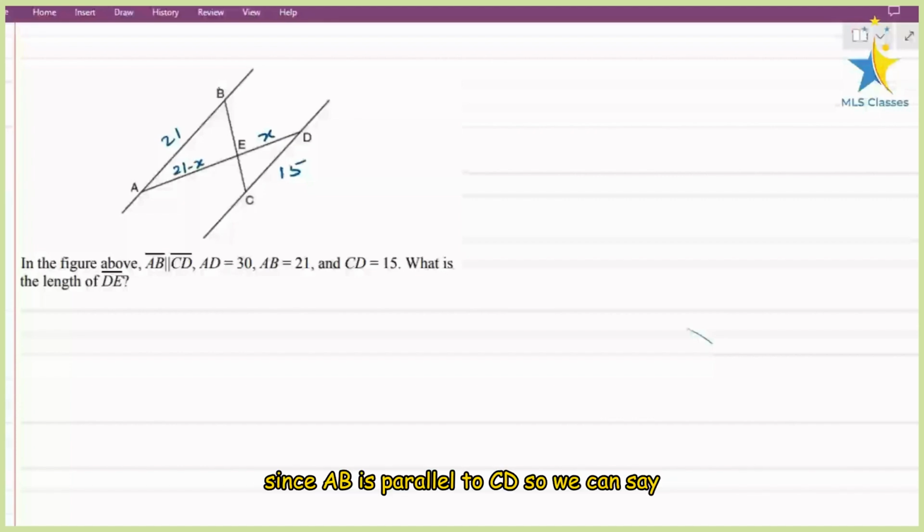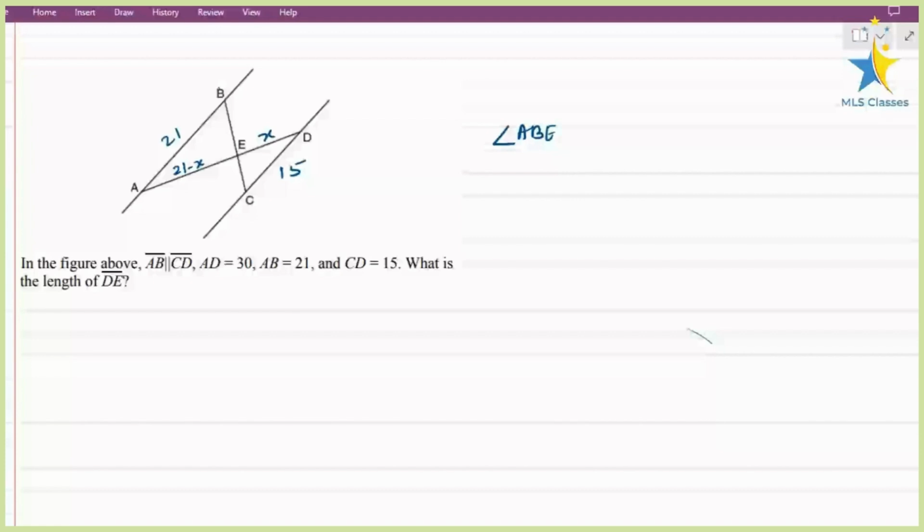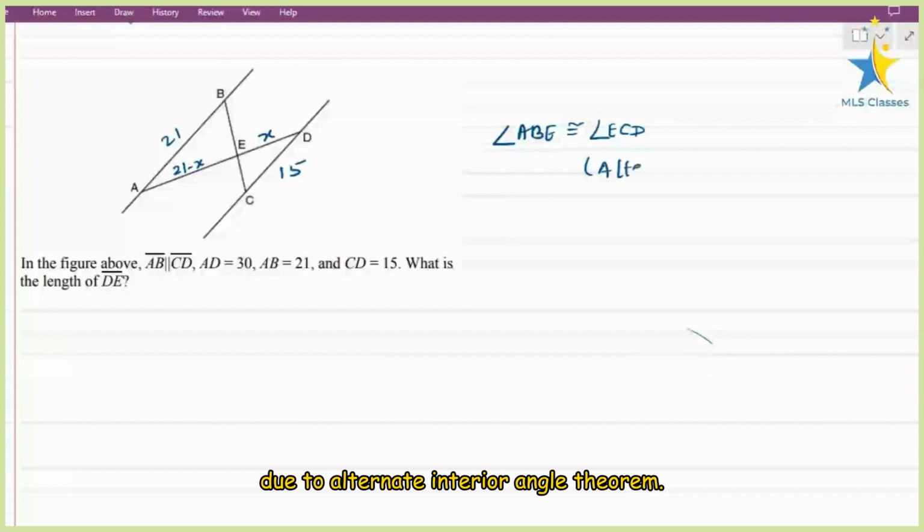Now since AB is parallel to CD, we can say that angle ABE will be congruent to angle ECD, and that is due to the alternate interior angle theorem, alternate interior angles.